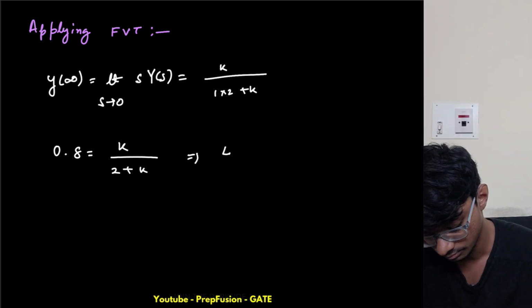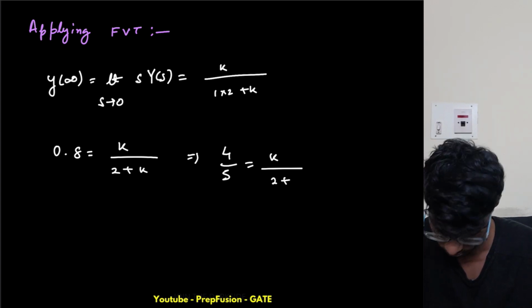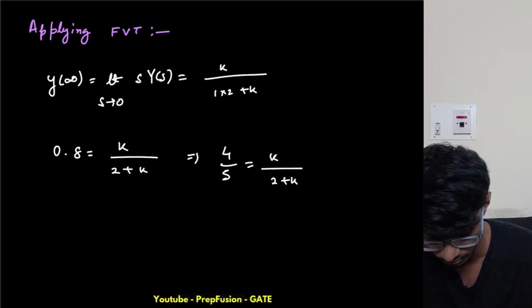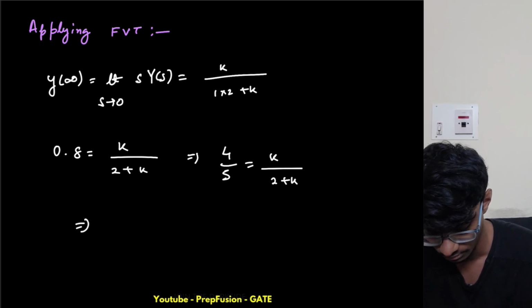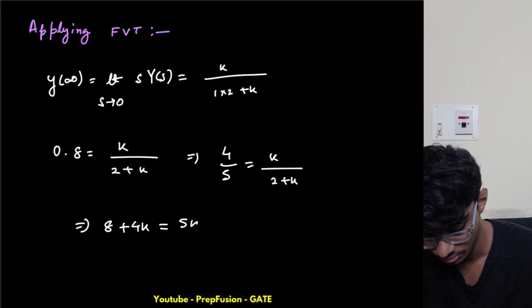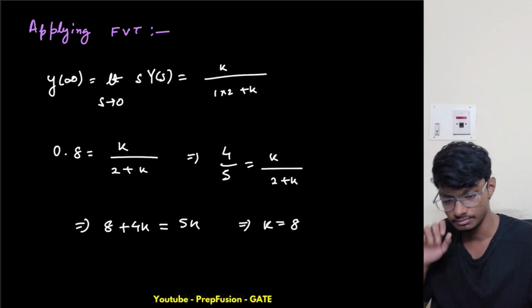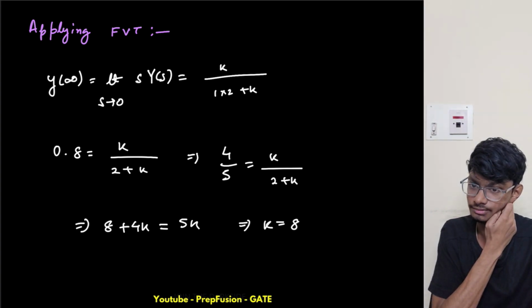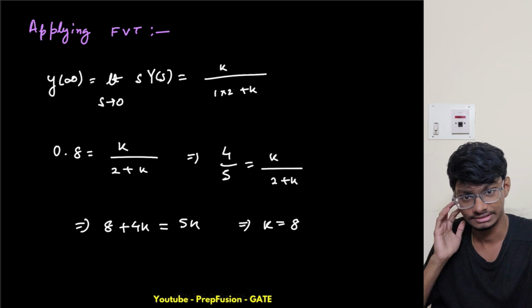So this is 8 plus 4K equals 5K. So my K value equals 8. So my K becomes 8. So now I got the answer. So this is basically the answer.